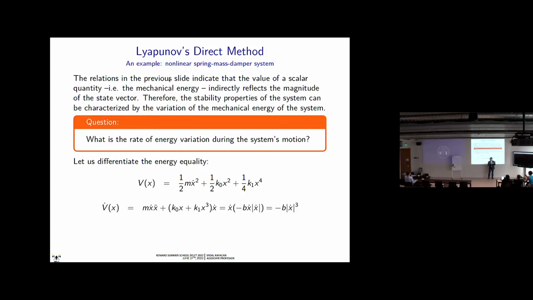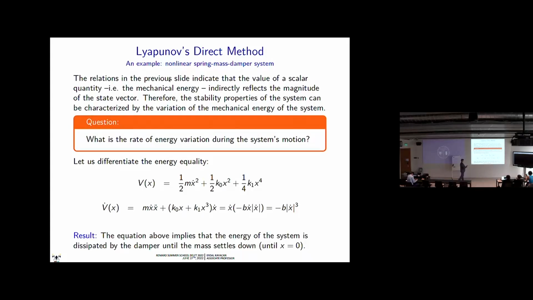So what did we do in this slide? We have written the energy of the system, calculated the time derivative, and then seen that the time derivative is always going down. So if something is always going down, eventually it will settle to 0. So then the system is stable. This is the first step of Lyapunov's direct method. The result, the equation above, says that the energy of the system is dissipated by the damper until the mass settles down. Where is it going to settle down? At 0, as expected.